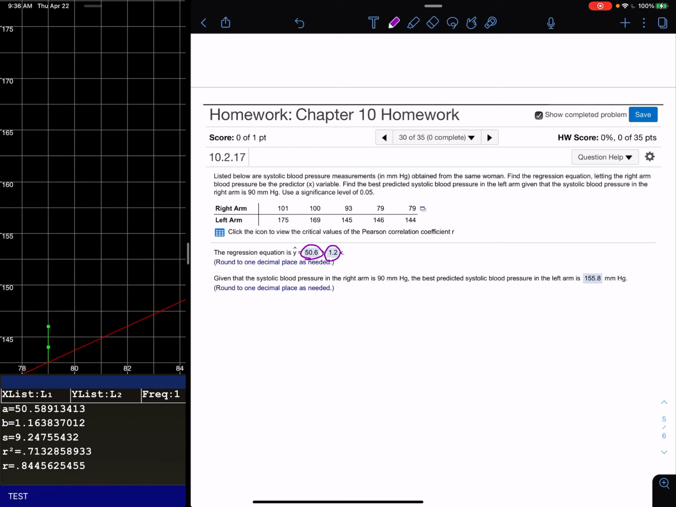Now, your question was about making predictions. So if we look at this part B, that's where we're making a prediction. It says, given that the systolic blood pressure in the right arm is 90 mmHg, the best predicted blood pressure in the left arm is, and then we can see the right answer, 155.8 mmHg. So what we need to do is decide, are we going to use the equation, or are we going to use the average or the mean y value?